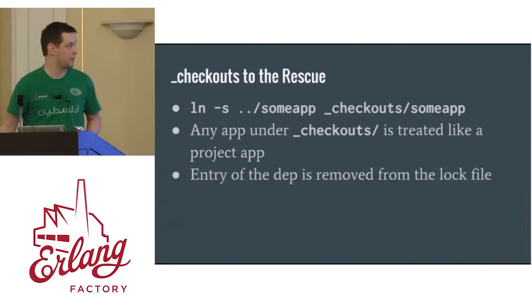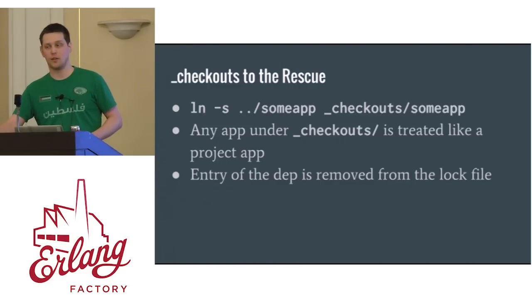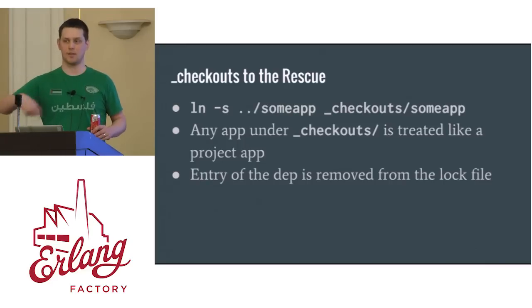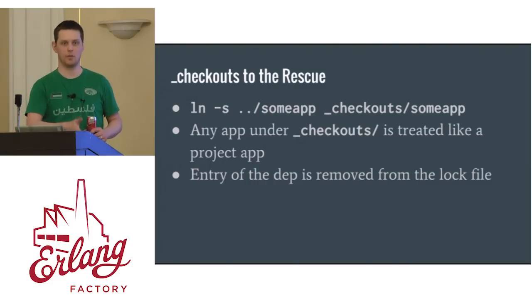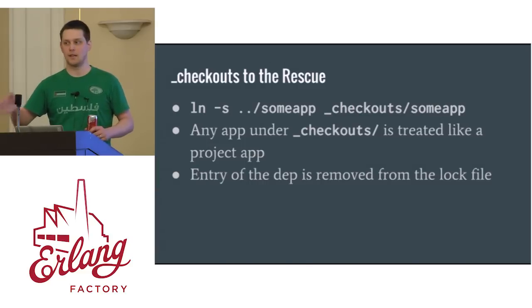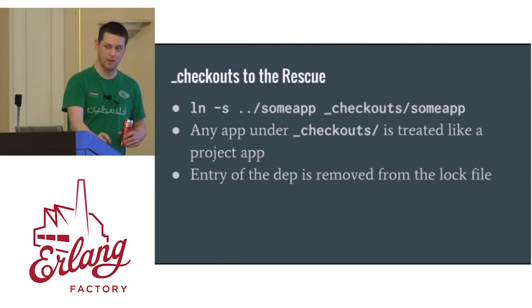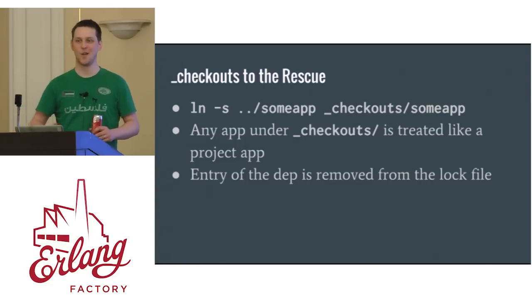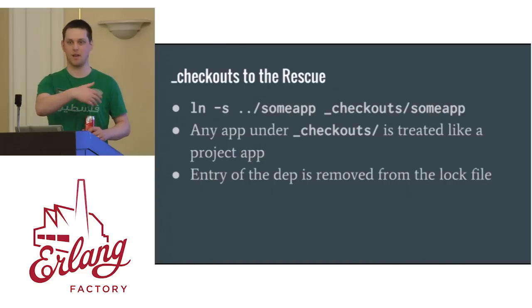So we added a checkouts feature, which is simply if there's a directory underscore checkouts and you can link to or copy an application into it, and if that application is in your deps list, it is now treated similarly to a project app, as in it's built every time you run build, unlike dependencies, which once they're built, it's done. And you get those changes, but it's removed from your lock file. And it includes a specific step in creating the checkouts directory and linking to the app to make sure that the developer is acknowledging that I am breaking repeatability right now. This relies on being on my machine, and I know that I'm being bad, and I will fix it when I'm done with the changes and publish the checkout app and change the version, things like that.